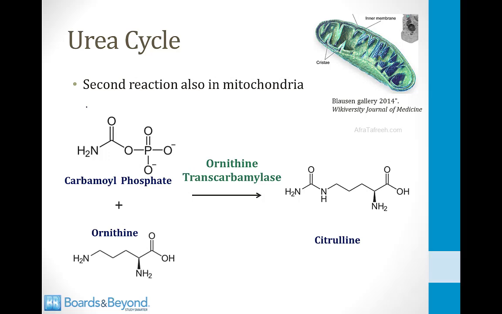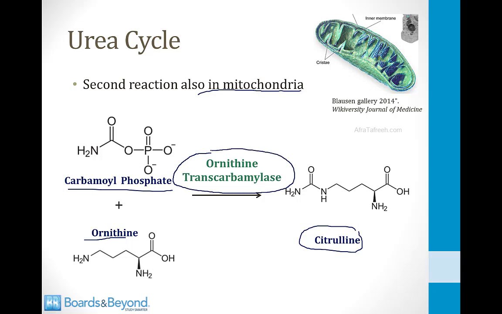Back to the urea cycle, the second reaction of the cycle also occurs in the mitochondria. In this reaction, a molecule of carbamoyl phosphate is combined with a molecule of a structure called ornithine to form a molecule called citrulline. The enzyme that catalyzes this step is called ornithine transcarbamylase, and as we will see in a couple of slides, deficiency of this enzyme is the most common metabolic defect of the urea cycle.